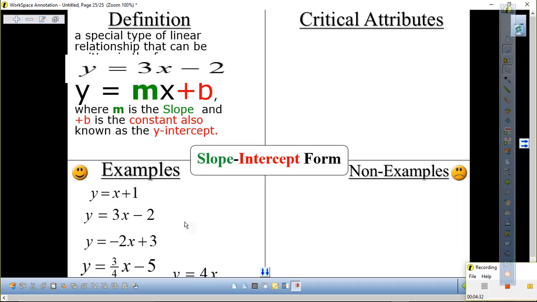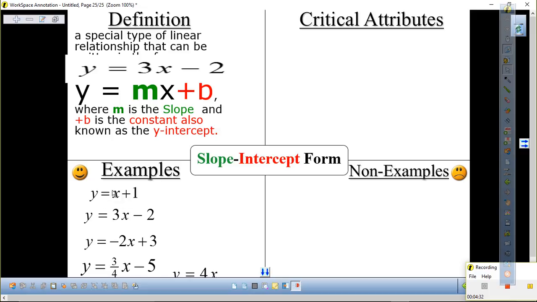Do you guys see it? Tell your neighbor the slope, please. Who saw that it's 3? Yes, because it's right aligned under that. And what is our y-intercept? Negative 2. Does everybody see that? And that's how it works with all the equations that are in slope-intercept form.